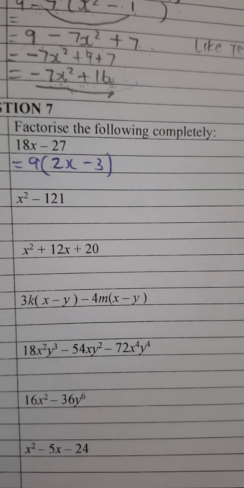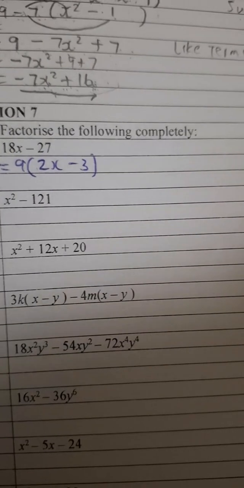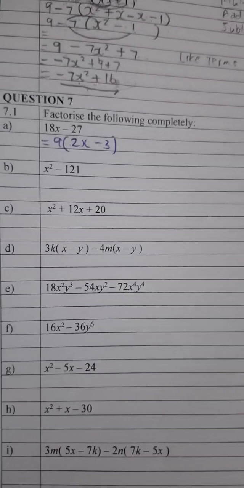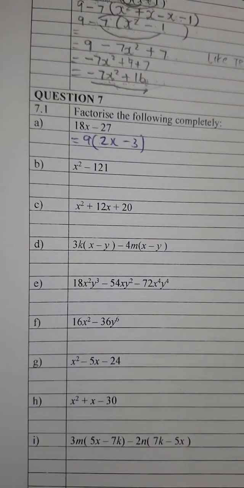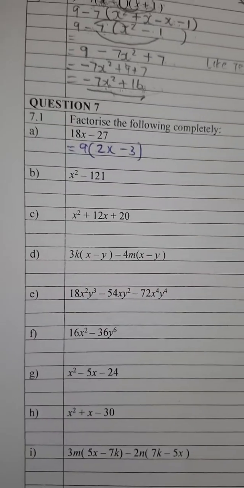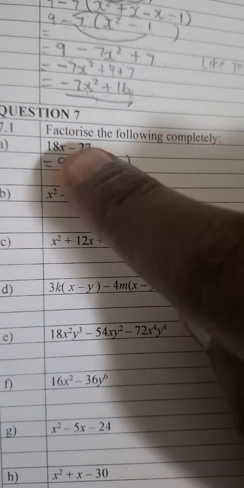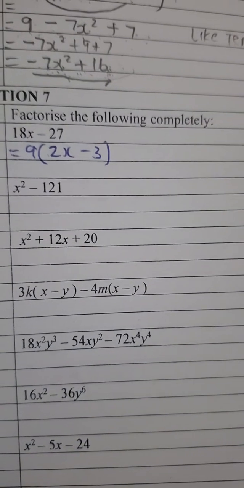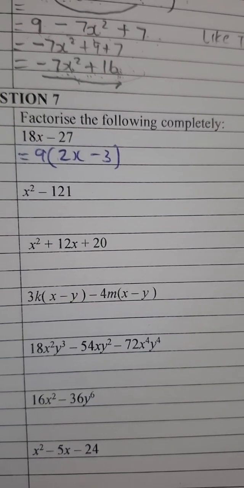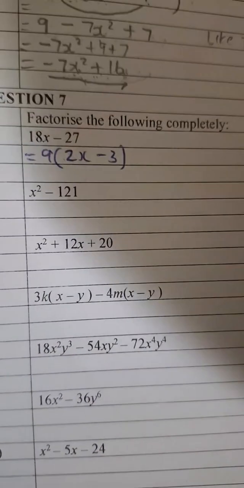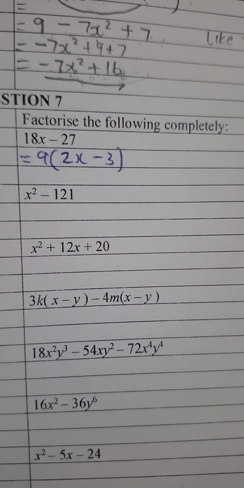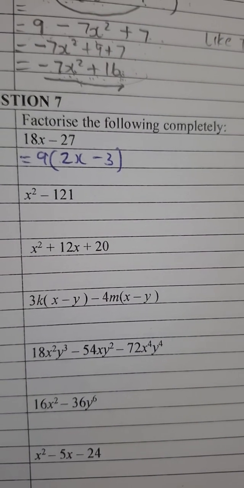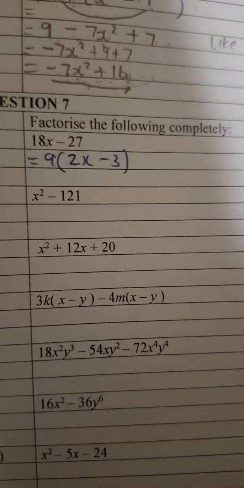So let's look at some problems here, and hopefully as we go over them we can pick up some things that may be important for a grade 9 learner. So let's jump into it. You can see there the first problem has been done because we were told to factorize the following: 18x minus 27.